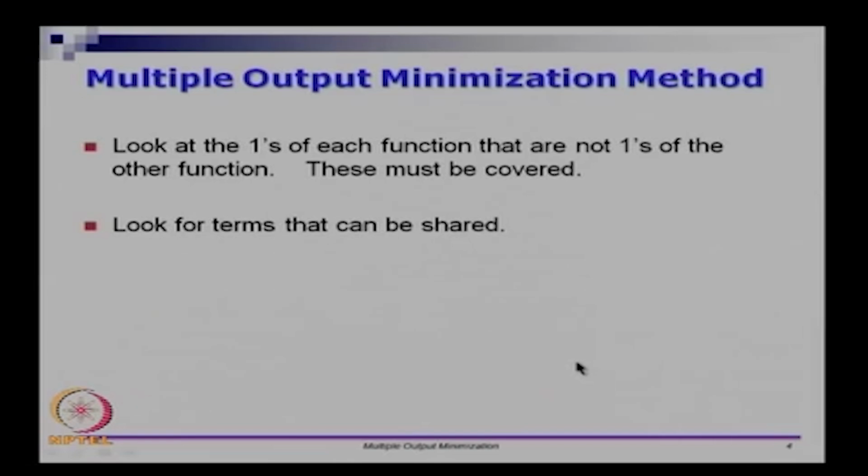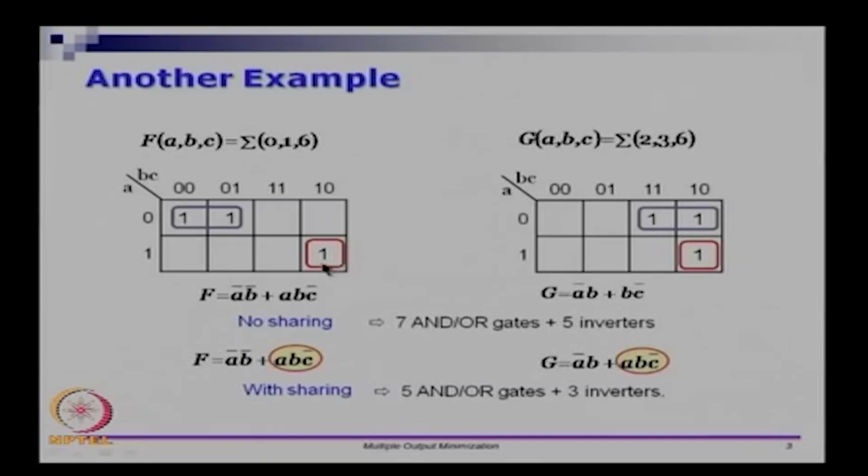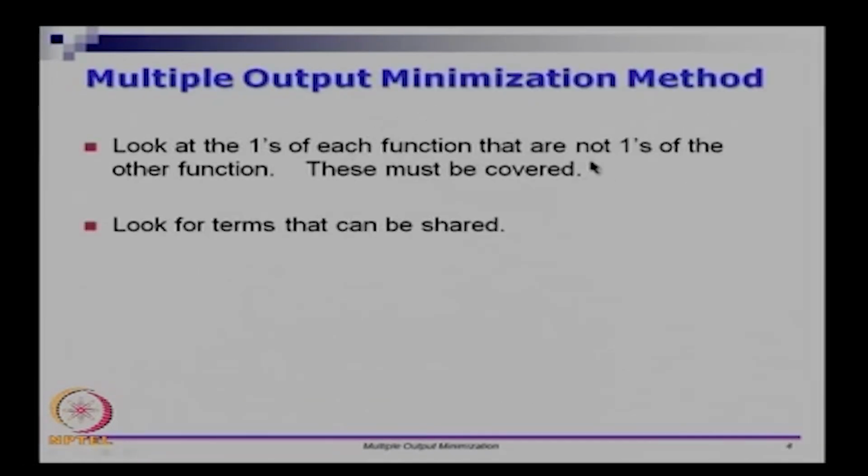So the general philosophy of doing multiple output minimization is look at the ones of each function that are not ones of the other function, these must be covered. So you go to this example, you look at ones, for example these 2 ones here are not here and these 2 ones here are not here. So there is possibly no sharing that you can have with them anyway, right. So this term is only for F and this term is only for G, you can't do anything about them, you have to have those terms anyway. So that is the first bullet, look at the ones of each function that are not ones of the other function, they must be covered, and then start looking for the terms that can be shared.